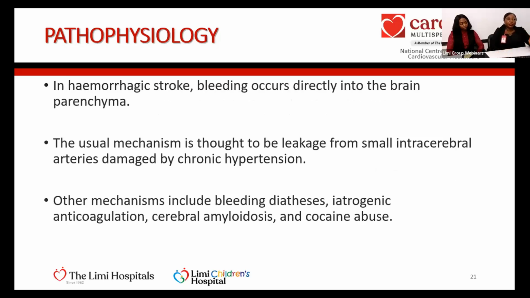For hemorrhagic, there's a bleed that occurs in the brain parenchyma. Usually the mechanism is through a leakage of some of the intracerebral arteries. So once there's high pressure and there's damage to the arteries in the brain, there's a leak there. Other mechanisms could be if the patient is on anticoagulants or on cocaine abuse, or the person has a bleeding diathesis. But the whole idea is that there's a bleed in the brain.